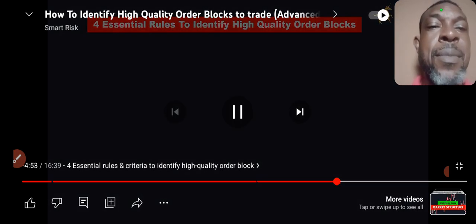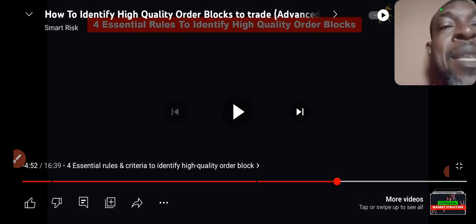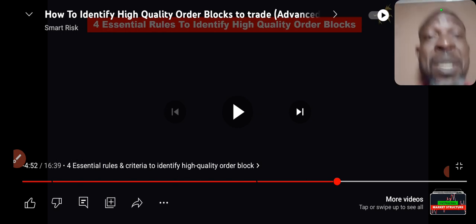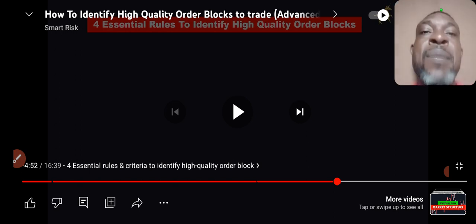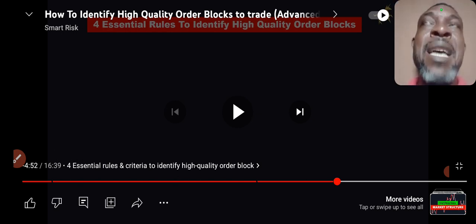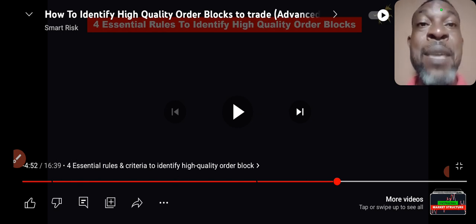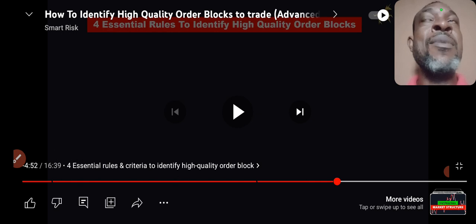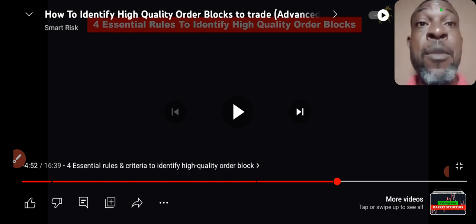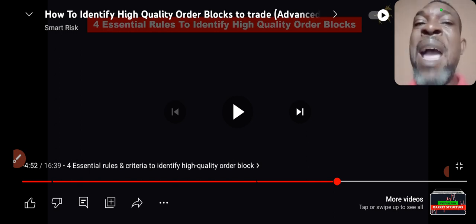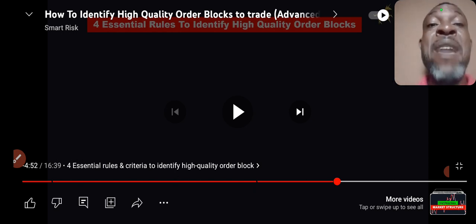Let's delve into the rules and criteria for identifying high-quality order blocks in the market. There are 4 essential rules that we must follow. Now, please listen very, very attentively to this section because it's not just about having order blocks. That's why I told you higher time frame order blocks are important. You can also pick lower time frame order blocks, no problem. But higher time frame order blocks, once you have drawn them in your charts, are very, very important.